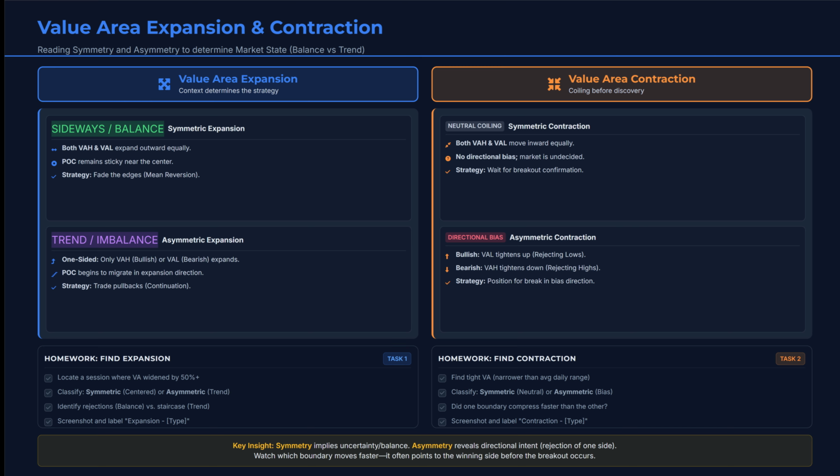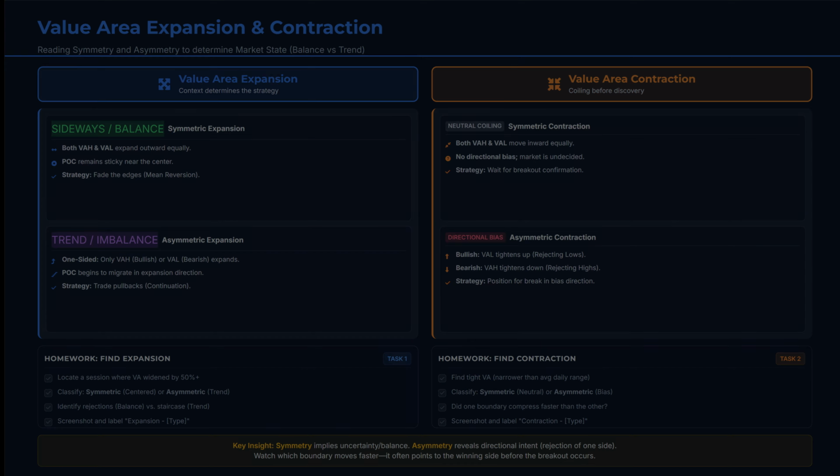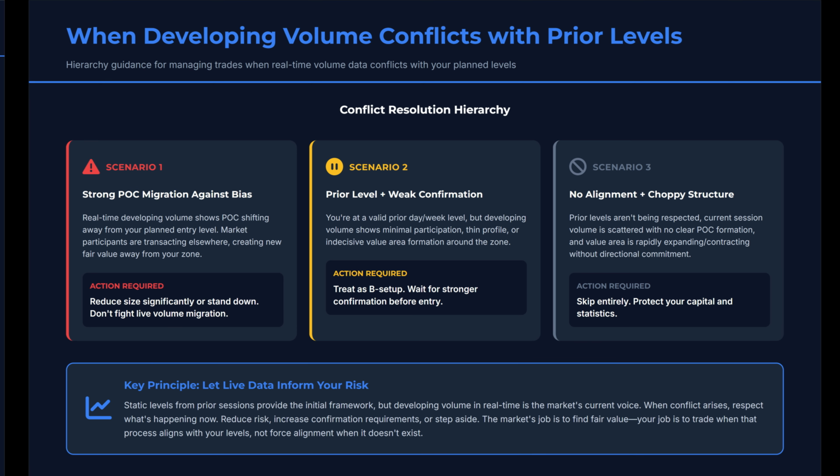Next slide preview. We'll cover what to do when developing volume conflicts with prior levels, how to resolve contradictory signals, and make confident decisions when your real-time profile shows one thing and your prior day levels show another. Slide 29. When developing volume conflicts with prior levels.